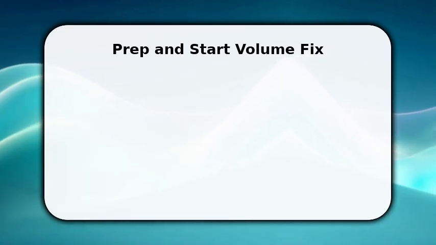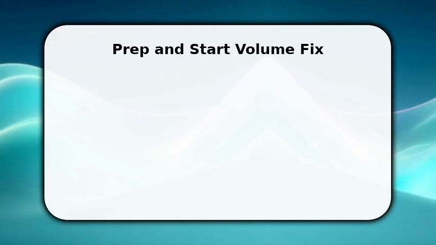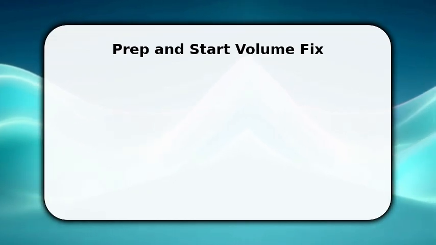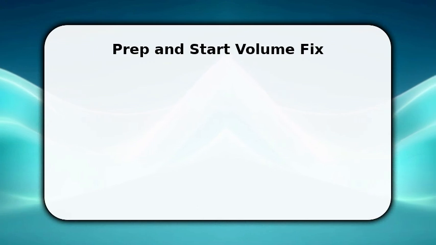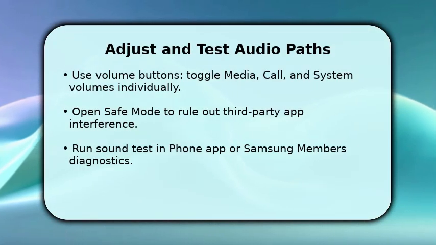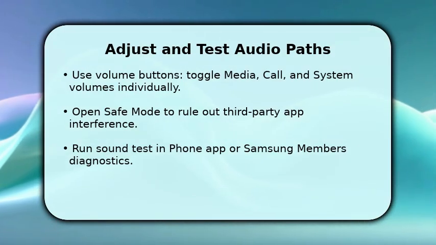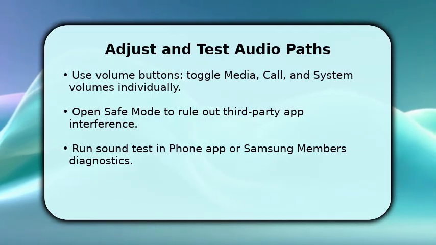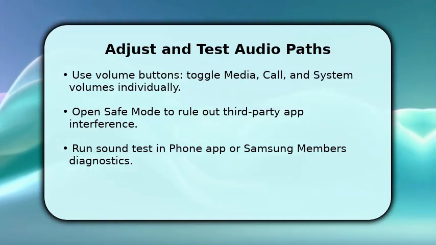Now open Settings and go to Sounds and Vibration. You're starting the diagnostic process, not guessing which control is broken. Next, press the side volume buttons and tap the three-dot menu to expose media, call, and system sliders. Adjust each while playing audio so you can find the culprit.